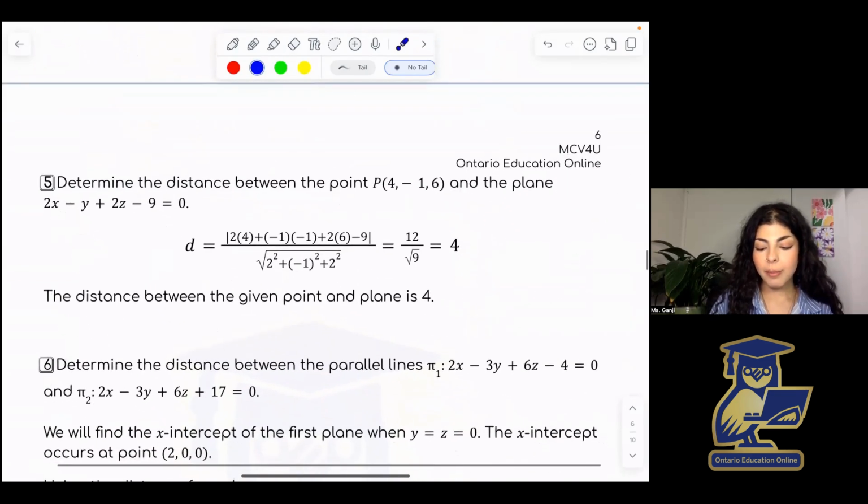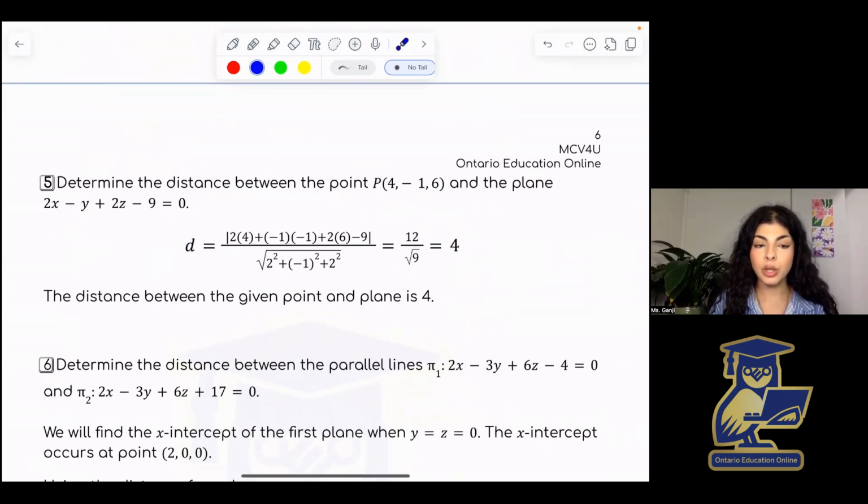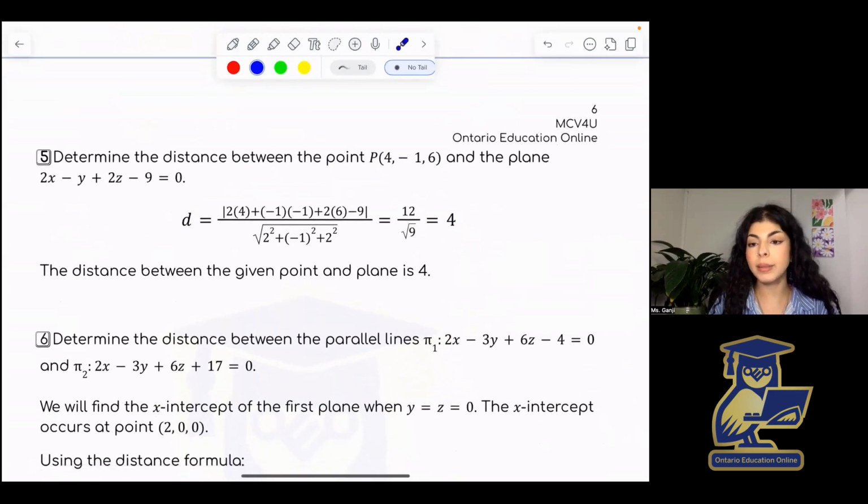So here we have a point P given by (4, -1, 6), and the plane 2x minus y plus 2z minus 9 is equal to 0. Using the formula, we get 12 over square root of 9, or just 3 here, and 12 divided by 3 is 4. So the distance between the given point and the plane is 4 here.